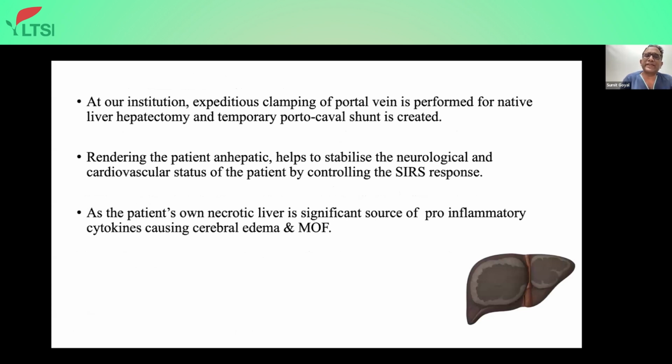At our institution, expeditious clamping of the portal vein is performed for native liver hepatectomy and a temporary portocaval shunt is created. Rendering the patient anhepatic helps to stabilize the neurological and cardiovascular status of the patient by controlling the SIRS response, as the patient's own necrotic liver is a significant source of pro-inflammatory cytokines causing cerebral edema and multi-organ failure.